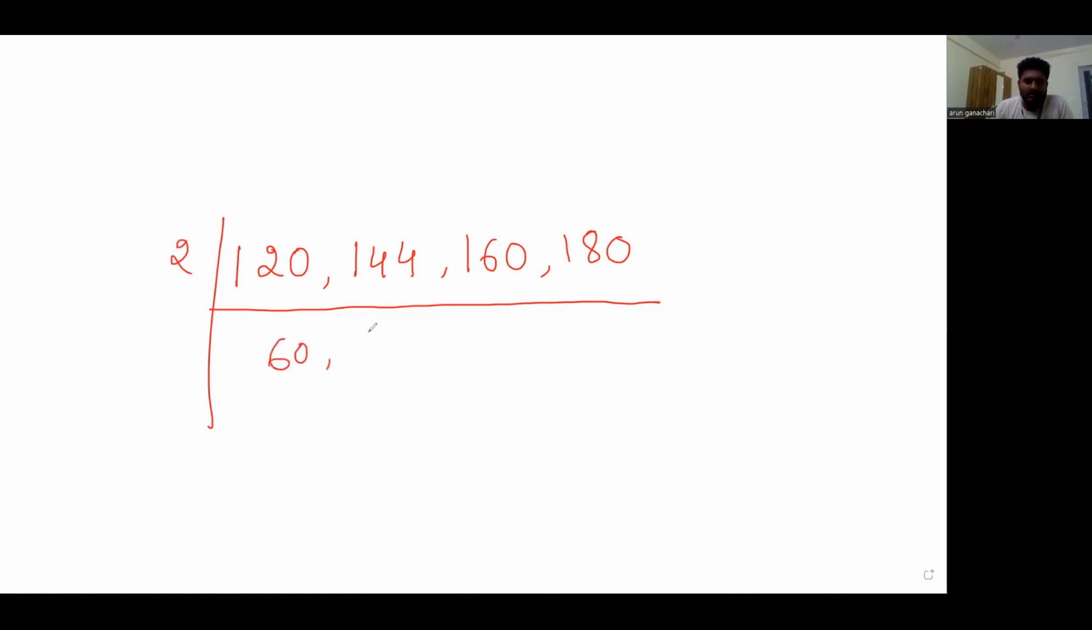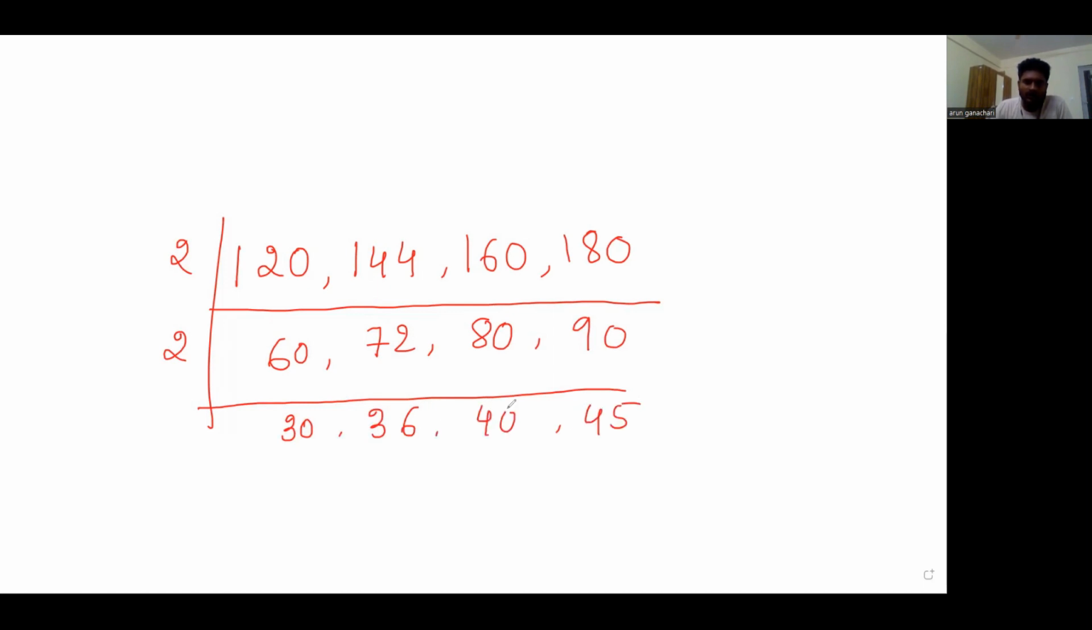260s are 272, 280s are 290s are. Then I have to divide it by 2 again. Yes, 230. 30, 36, 40 and 45. Now I cannot divide it by 2, but I have to check for other numbers.